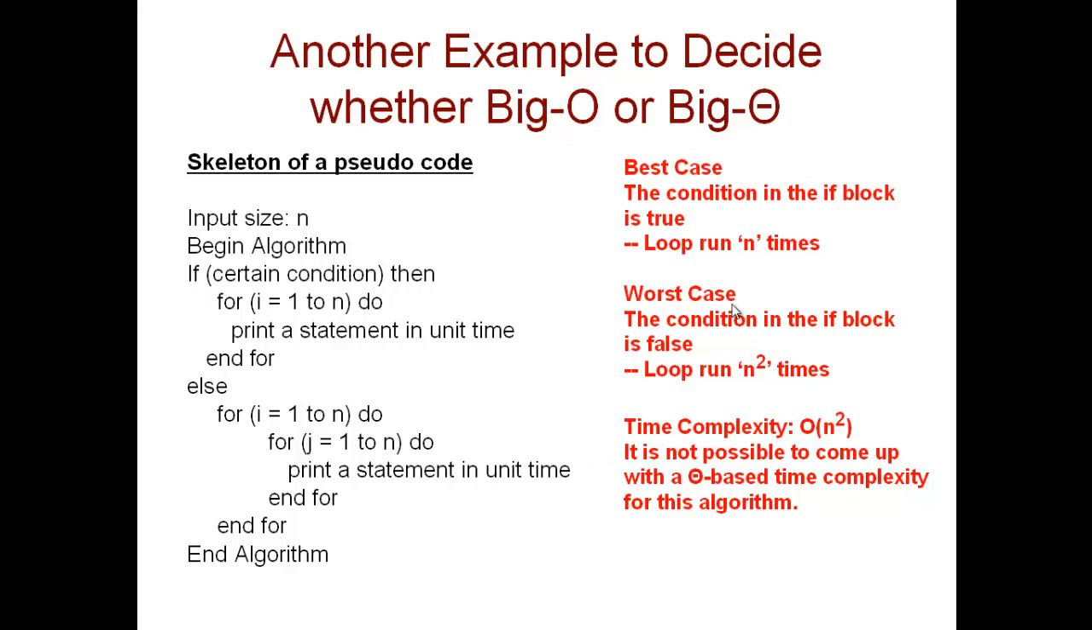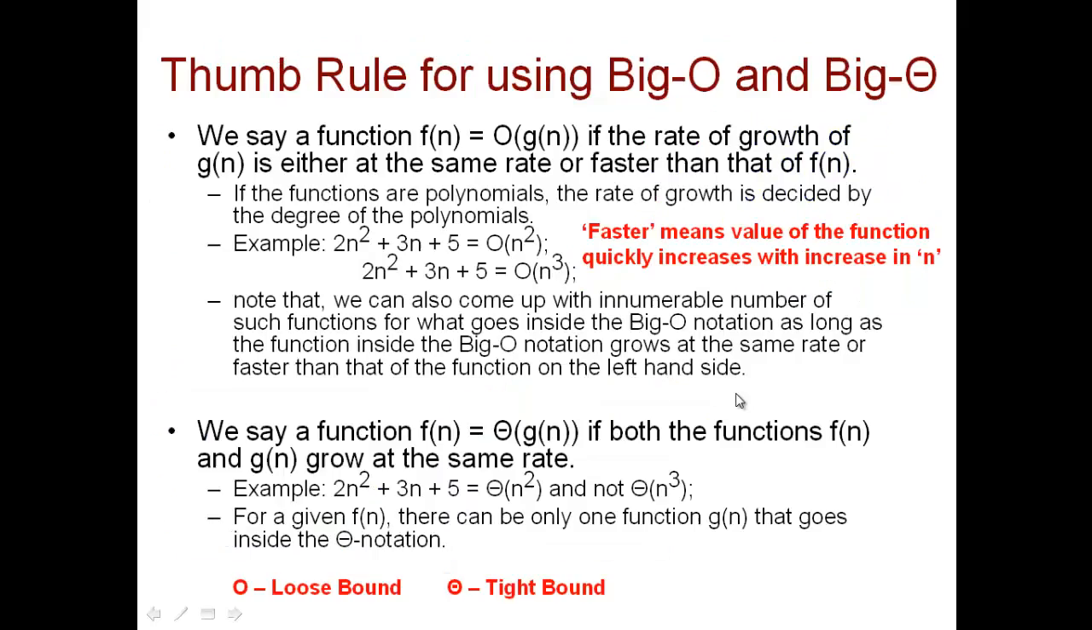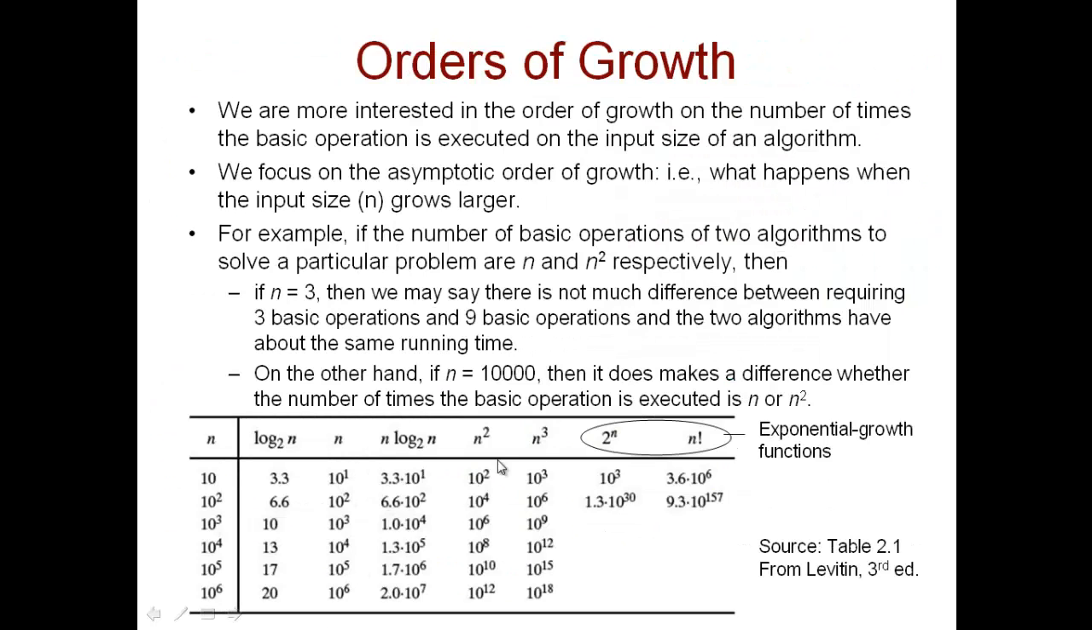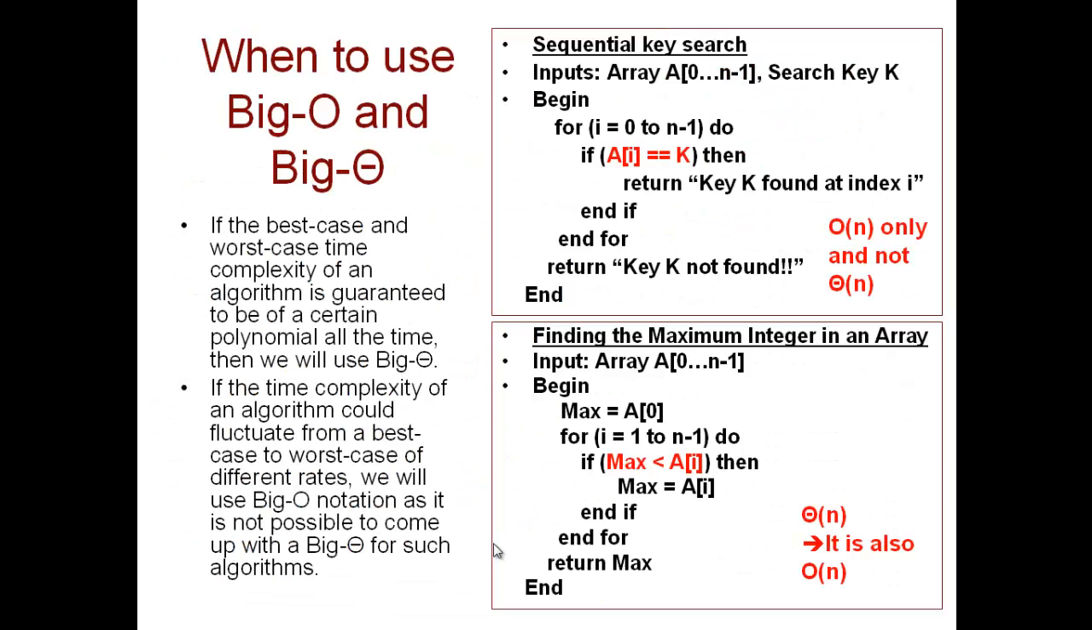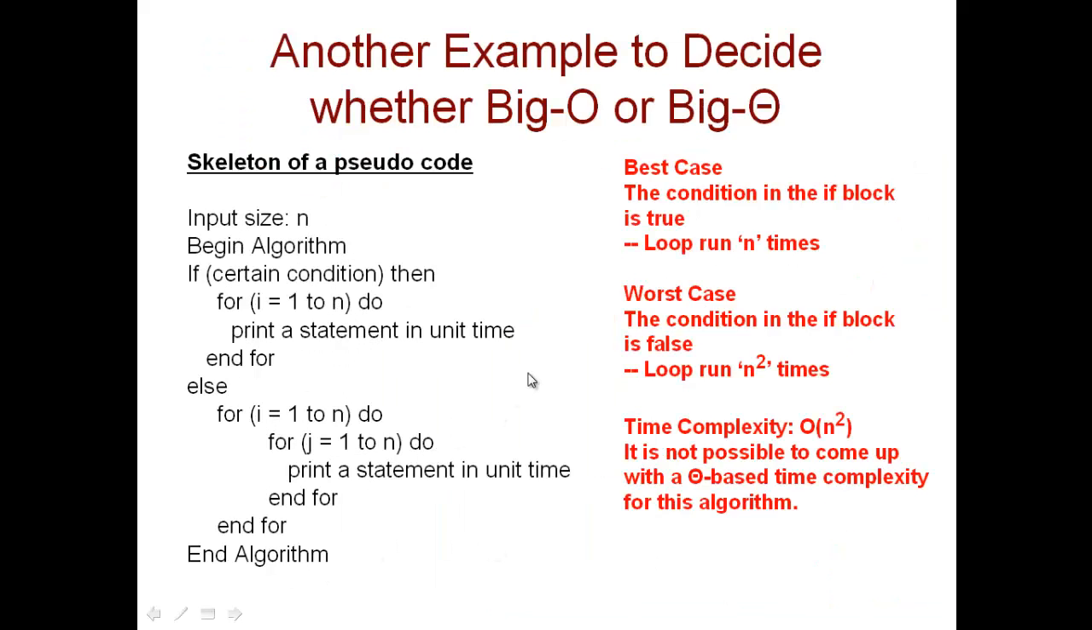We cannot say it is theta of n squared as the time complexity of this algorithm. Think about it: if I say the time complexity is theta of n squared, that means you're always printing some function of n squared times. But you're not always printing n squared times. You sometimes may print only n times, and n is not the same as n squared. You saw the rate of growth, that's why I presented this table. n grows much slower than n squared. So for this particular algorithm we cannot use theta notation.